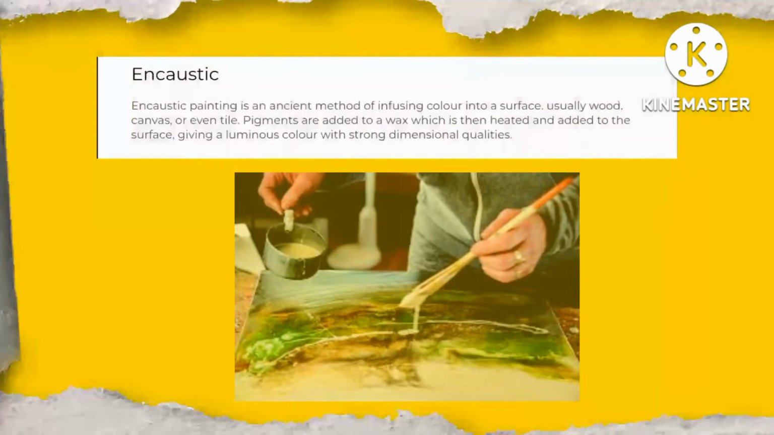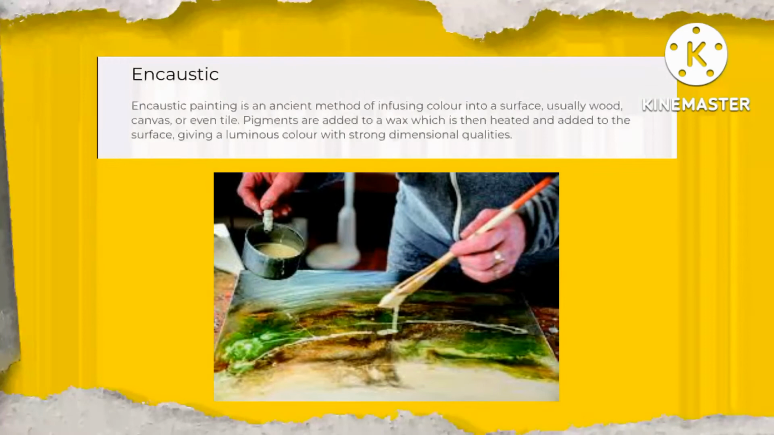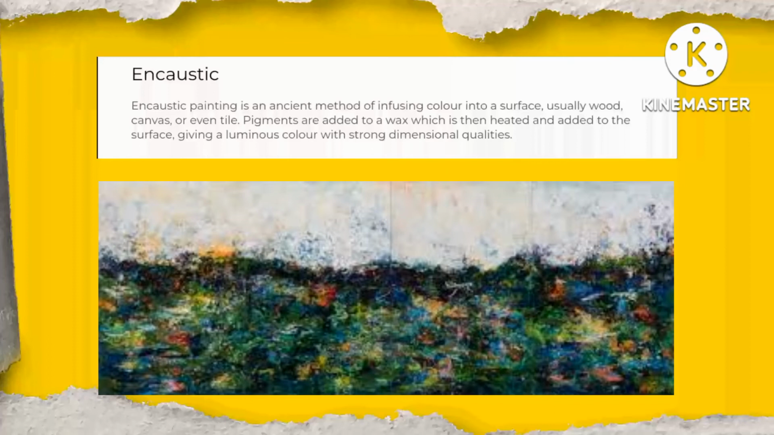Encaustic. Encaustic painting is an ancient method of infusing color into a surface, usually wood, canvas or even tile. Pigments are added to a wax, which is then heated and added to the surface, giving a luminous color with strong dimensional qualities.